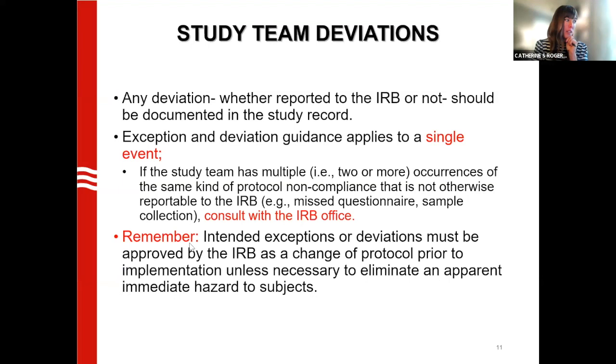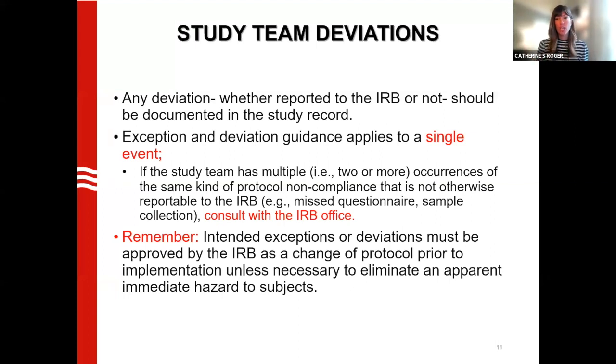And again, this is very important. This is intended for things that have already happened, not planned actions, intended exceptions or deviations. So if you know you're going to have to do something that deviates from your protocol, your consent form, or deviates in some way from institutional policy, that needs to be submitted to the IRB as a change of protocol prior to implementation. Now, the carve out for that is if it's to eliminate an apparent immediate hazard.